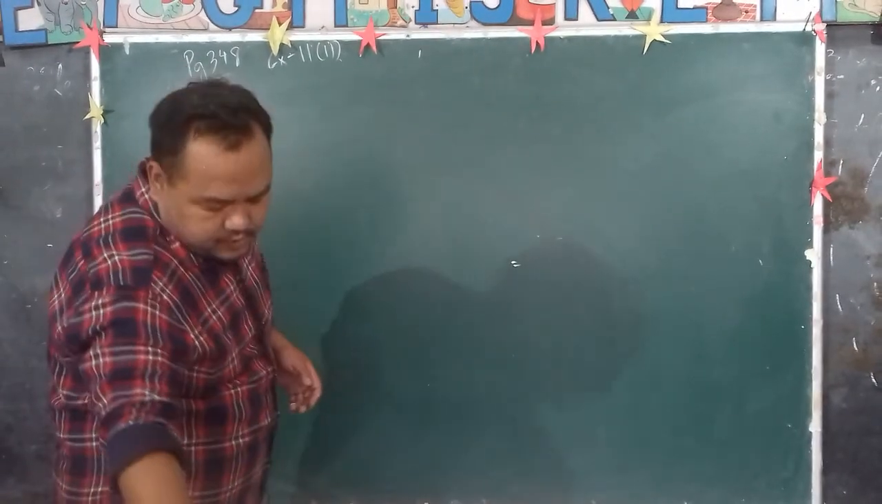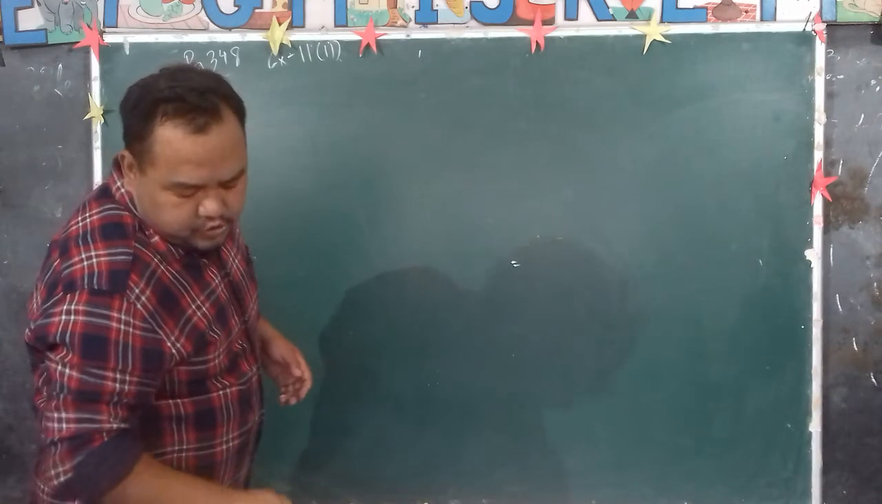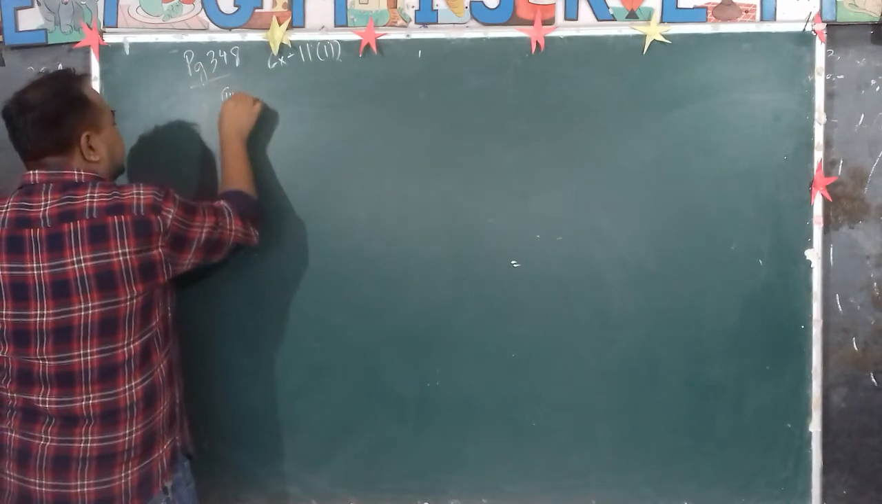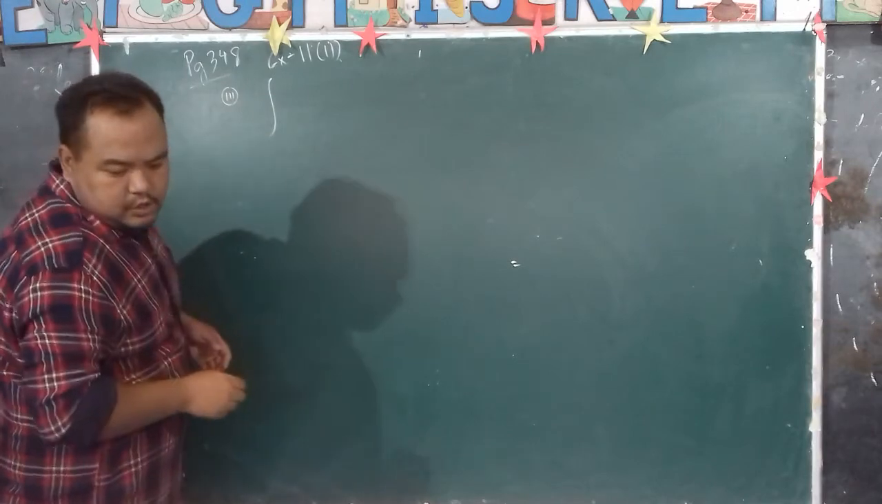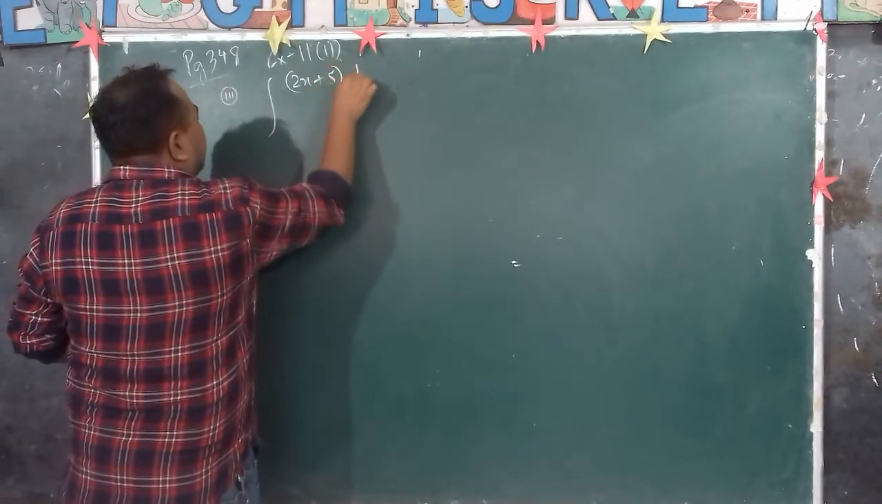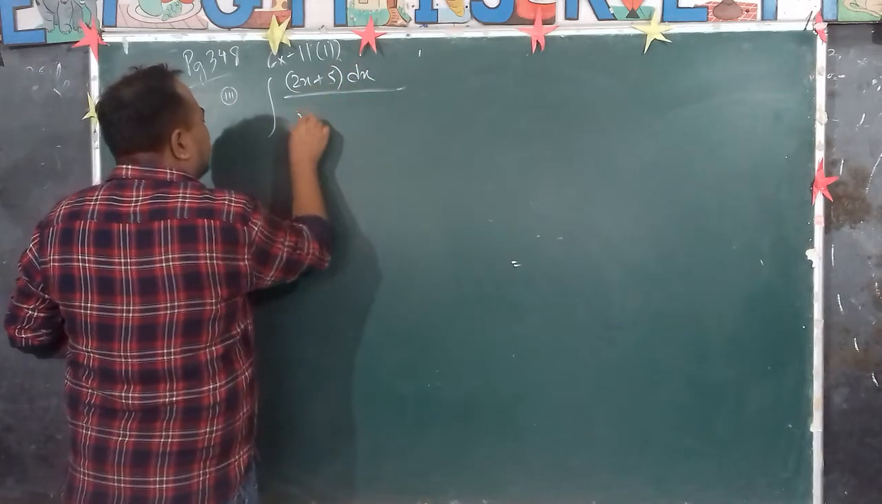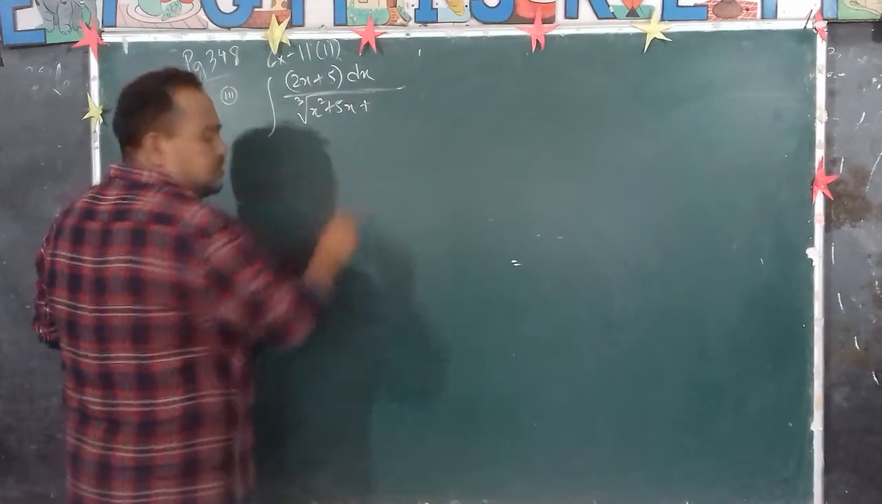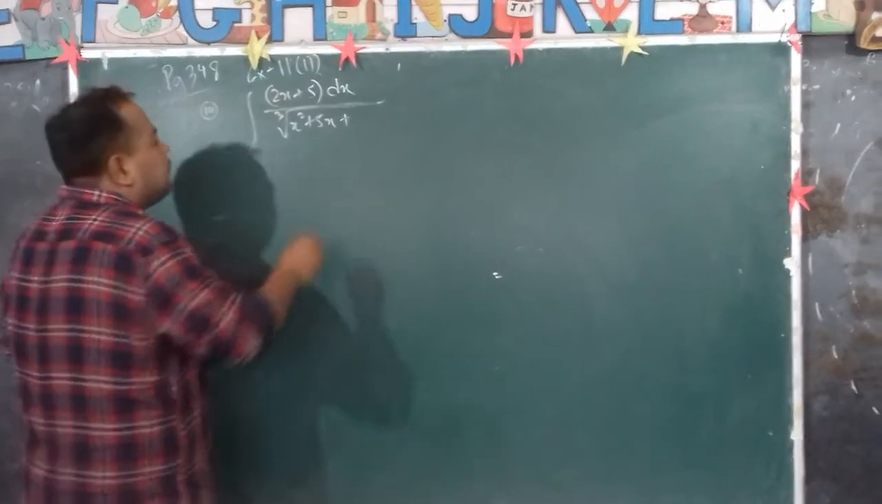Question number 8, subdivision 3. The question is integration of (2x plus 5) dx divided by cube root of x square plus 5x plus 7.